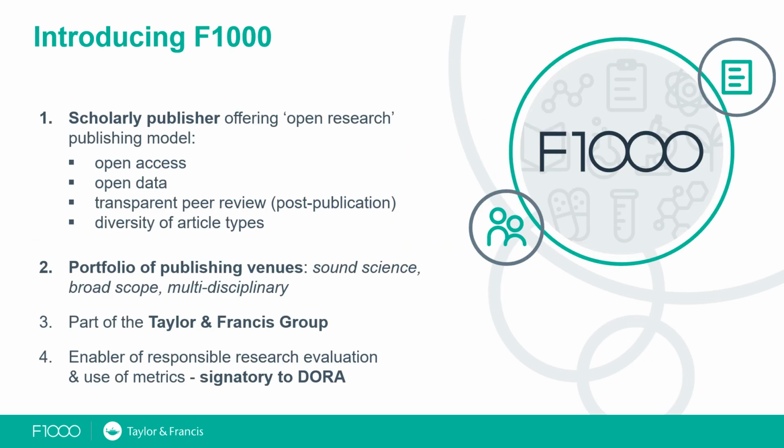So I'd like to start this presentation by giving a brief introduction to F1000. So we are a scholarly publisher offering an open research publishing model. So an open research model involves open access to all outputs that we publish, so they can all be freely accessed, viewed, downloaded, and they will in most cases be published under a Creative Commons license, so a Creative Commons CC BY license in almost all cases.